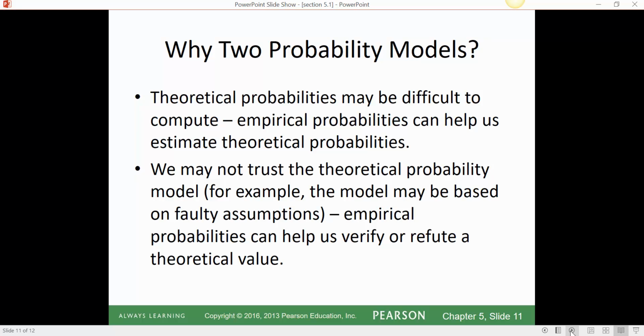And another fact is that we may not trust the theoretical probability model, right? Maybe the model is based on faulty assumptions and we don't trust it. So we would like to get empirical probabilities to help us verify or refute a theoretical value. It can help us make sense of what's wrong with our theory.